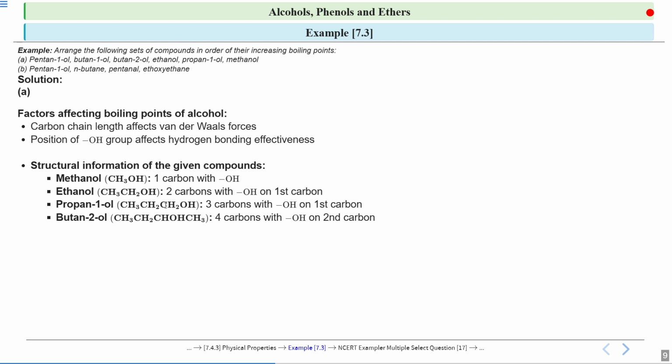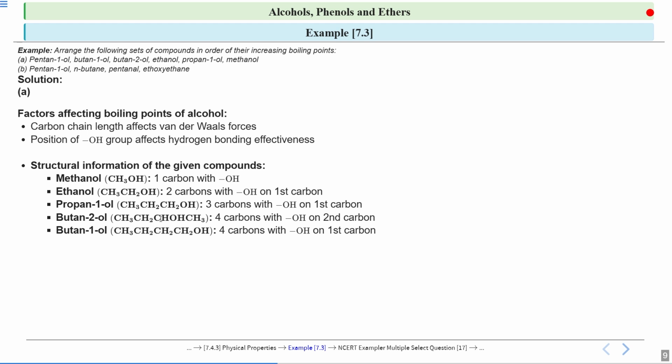Next, we will see butane 2-ol. Butane means four carbon atoms. So 1, 2, 3, 4. And it says 2-ol. So 2 here indicates the position of the OH group. Here the OH group is attached to the second carbon. I'll do the numbering from this side: 1, 2, 3, 4. So 4 carbons with the OH group attached on the second carbon.